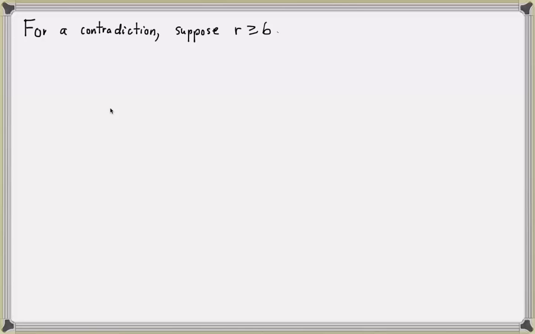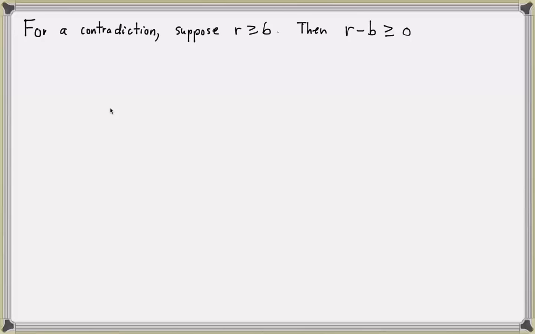Then if I subtract B from both sides of this expression, R minus B is non-negative. And I'm going to show that R minus B is also in the set S, and since B is positive, R minus B will be less than R, and this will contradict the fact that we assumed that R was the smallest element of S.